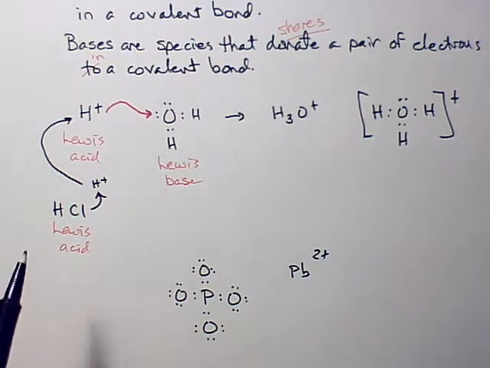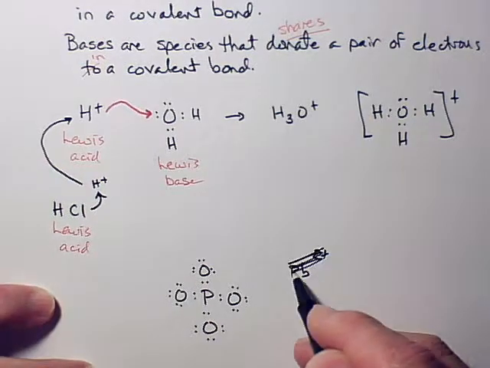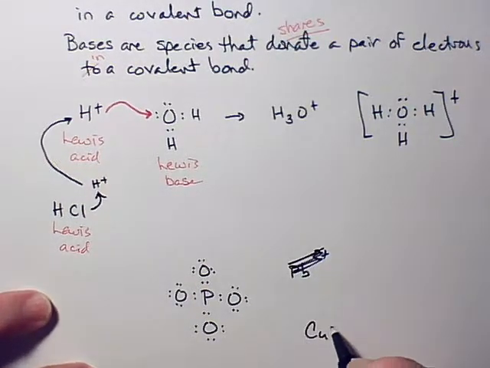What? You get it? No, I don't get it. Okay. The positive ones always accept, the negative ones always give. How about we do just copper 1? That's a little bit easier to see.